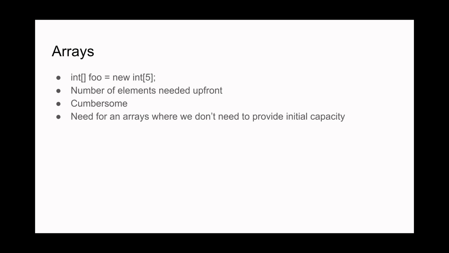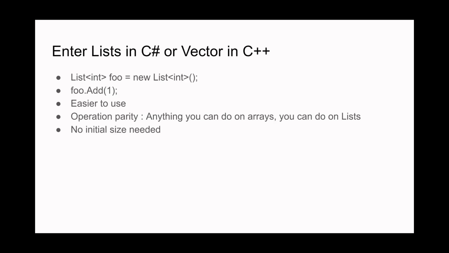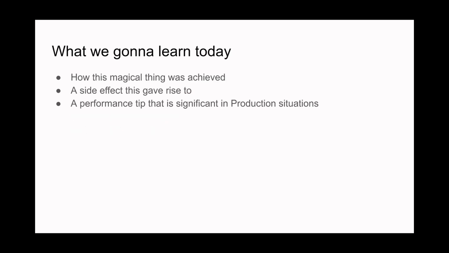So people thought, okay, we need arrays, but we also need to remove this constraint of providing the initial capacity. So enter lists in C sharp and vector in C++. What this enabled you to do is write something like foo is equal to new list int with no initial capacity, and you could just use it like a normal array without any problems. We are going to look at how this was achieved.